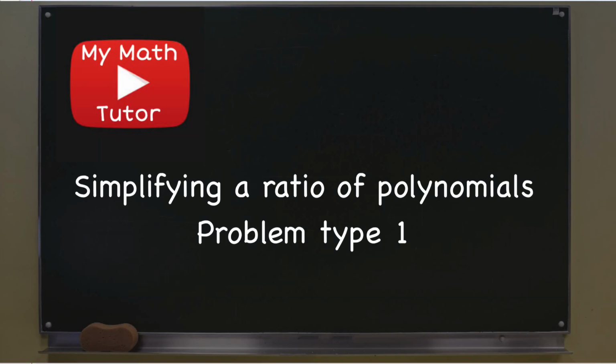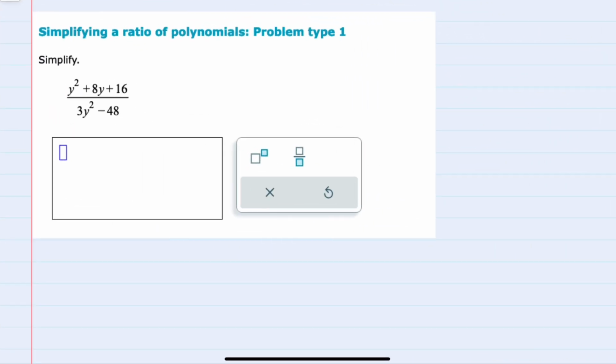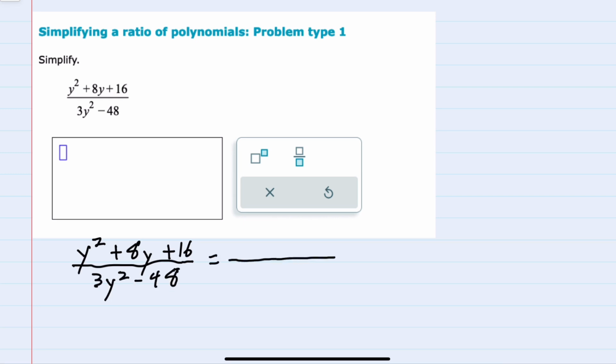In this video, I'll be helping you with the ALEKS problem type called Simplifying a Ratio of Polynomials, problem type 1. We're asked to simplify the ratio y squared plus 8y plus 16 over 3y squared minus 48. And our process here will be to factor the numerator and factor the denominator. And then to simplify, we'll see if any of those factors are the same and thereby be able to cancel them.